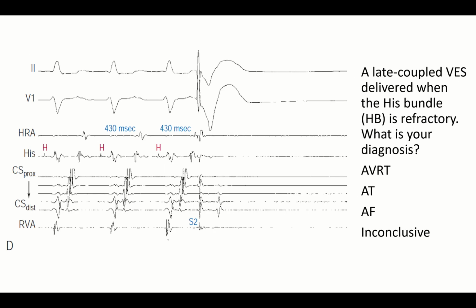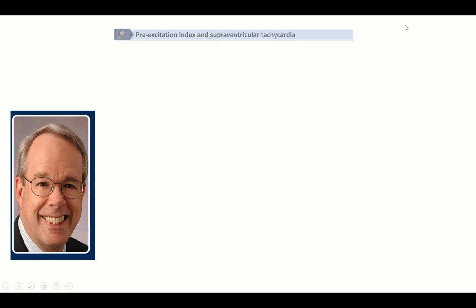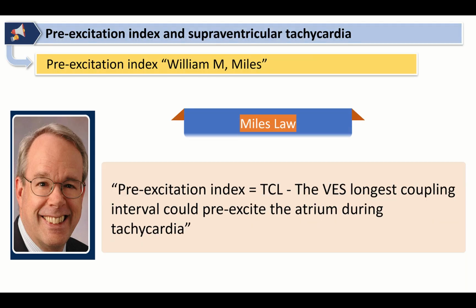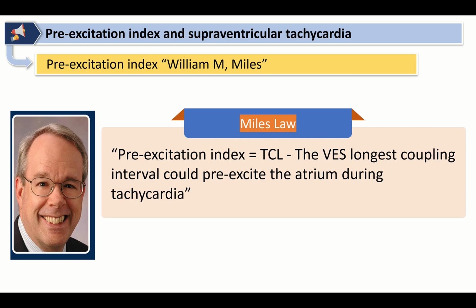Last example, His synchronous BVC. Termination of tachycardia V without A. Confirmation of AVRT and accessory pathway. And let's welcome our Professor William Miles, who gave us the concept of His synchronous BVC, from which he measured the pre-excitation index. What is the pre-excitation index?